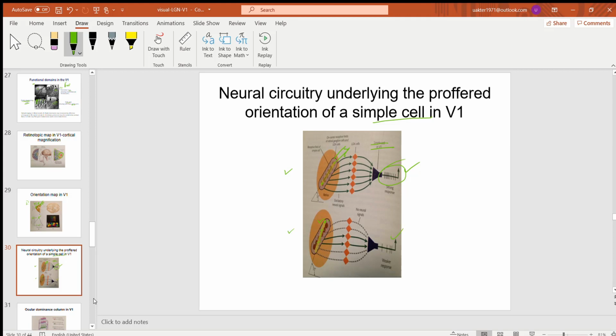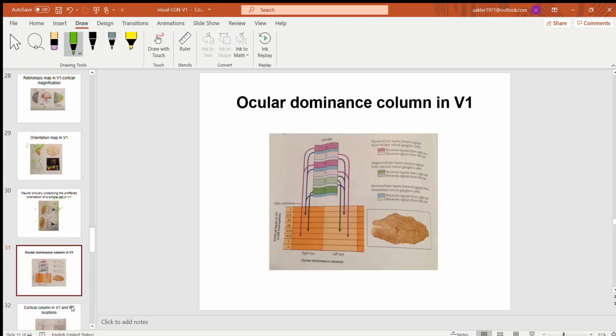Here I already mentioned that 4C alpha and beta receive input from the lateral geniculate nucleus, and some input also arrives into layers 2 and 3. So mainly layer 4C alpha and beta, and this is the lateral geniculate nucleus. Okay.